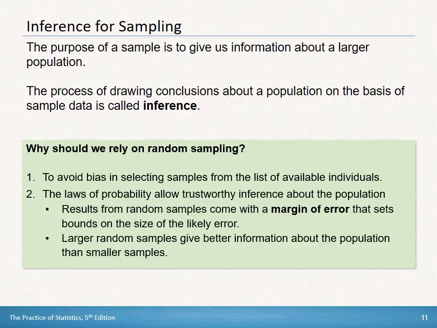And then larger random samples give better information about the population, so it makes sense. If I want to know the heights of all students at K Park and I only pick 2 students to measure, it's probably not going to be as accurate as if I go out and pick 500 students to measure. So the bigger the sample, the better your data is going to be.